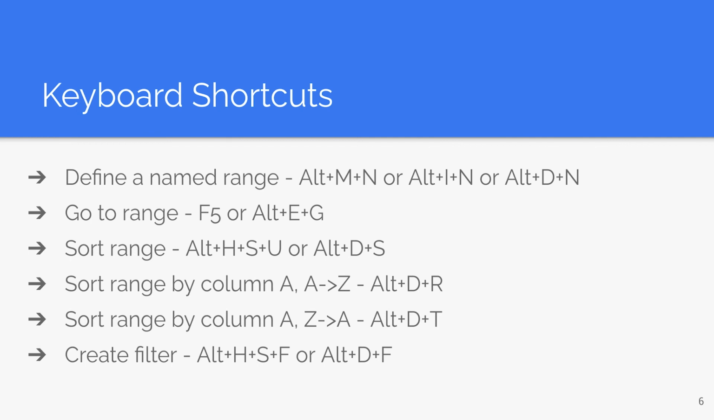We'll be talking about sorting later in this module, but before that, a quick way to sort your data is to use the key combination Alt-HSU or Alt-DS. This brings up the sort box for you to perform a multiple sort. If you just want to perform a single sort, use Alt-DR for A to Z and Alt-DT for Z to A. To quickly create a filter, and again, more information on filters in upcoming slides, use the key combination Alt-HSF or Alt-DF.